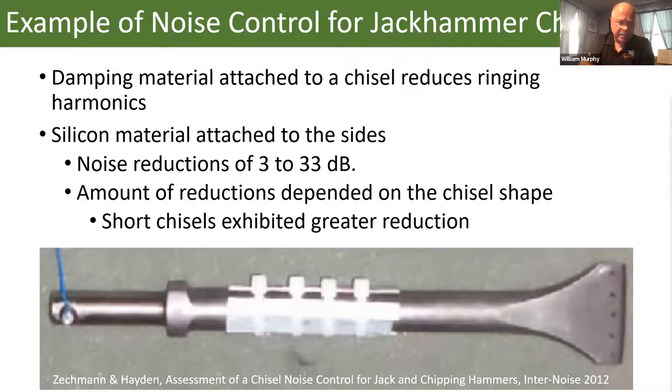In this particular case, Ed Zechman was looking at applying a piece of silicon material around the jackhammer and strapping it in place and trying to reduce the ringing. It was actually very effective. We looked at applying some constrained layer damping in channels that were milled into the jackhammer. But unfortunately, as you started to use it, the material that we used to glue it in place didn't survive. So it wasn't the best solution. But anyways, this is an example of one way in which you can see this.